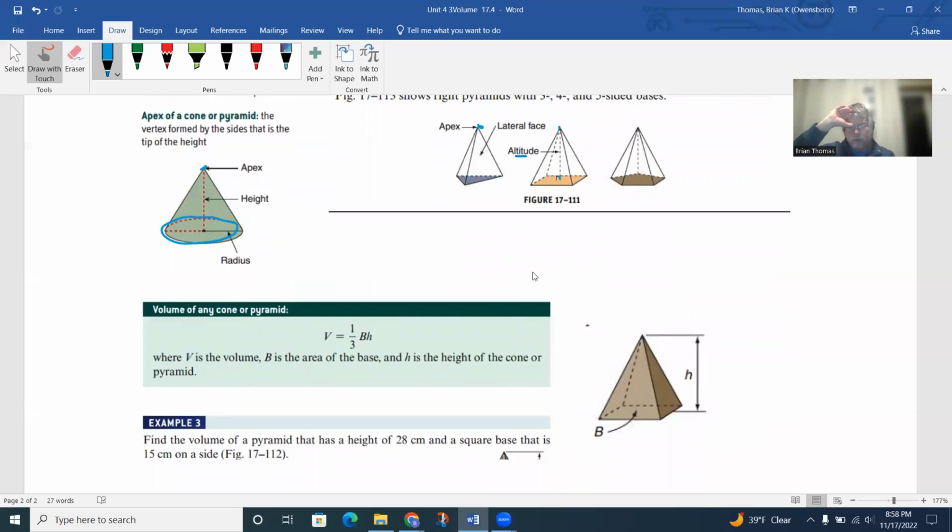So anyway, what happens is we discover that a cone and a pyramid are basically a third of the volume of right prisms. So we have this formula that says the volume is equal to 1/3 times the base area times the height. Again, that capital B is the area of the bottom.